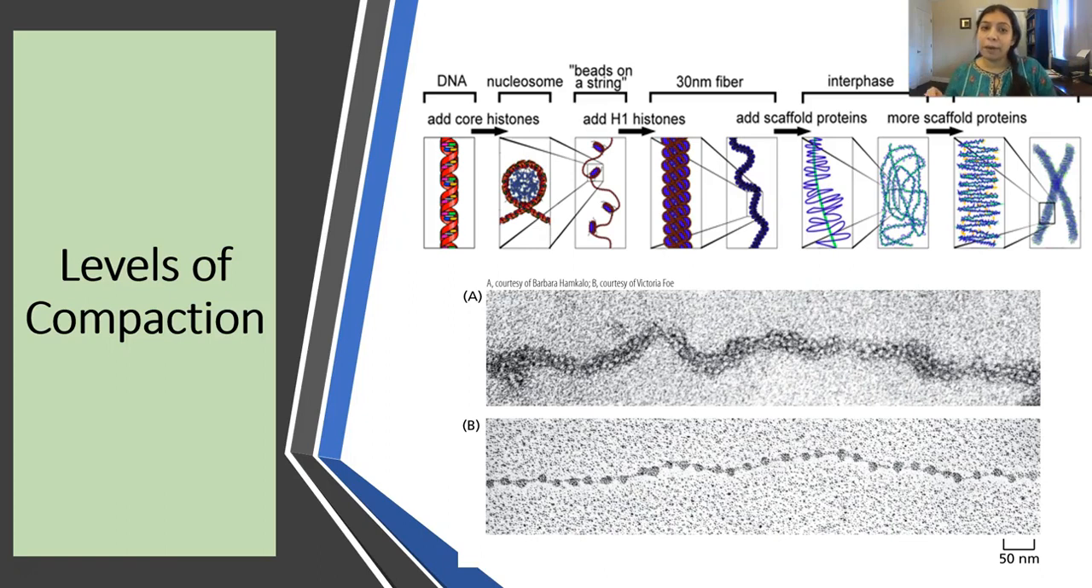The first level of compaction requires these histones, these core histones that come together to make this complex, where the DNA wraps around these histones and creates these nucleosomal spaces. So the nucleosomes are composed of these histone molecules, 8 of them actually, coming together to create a kind of yo-yo looking structure that the DNA wraps around. And that's that first level of compaction.